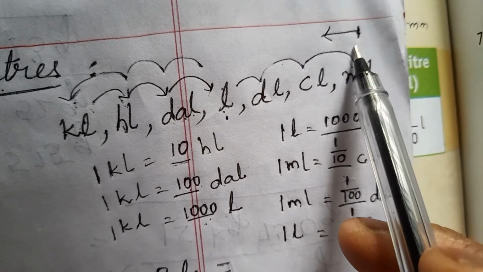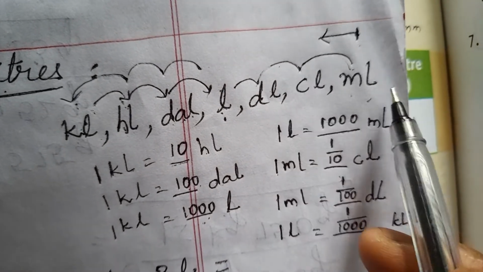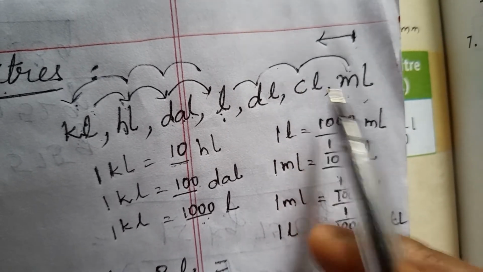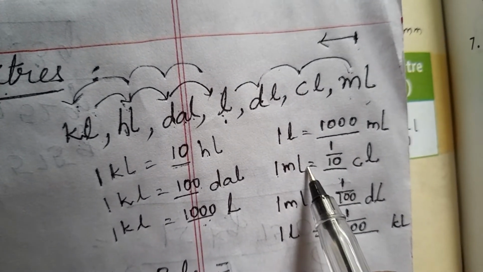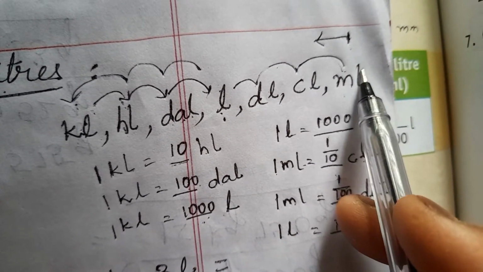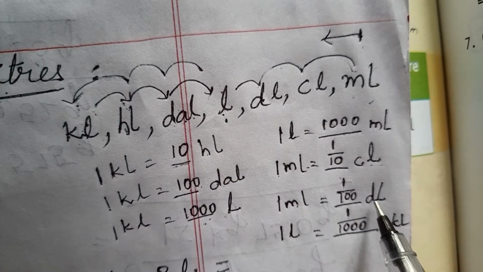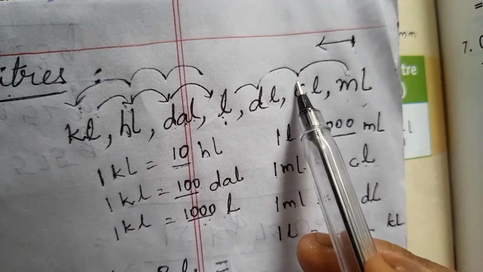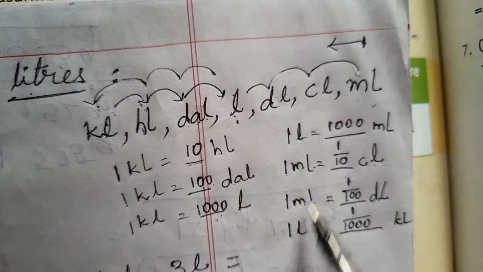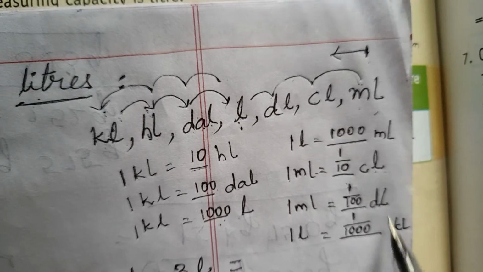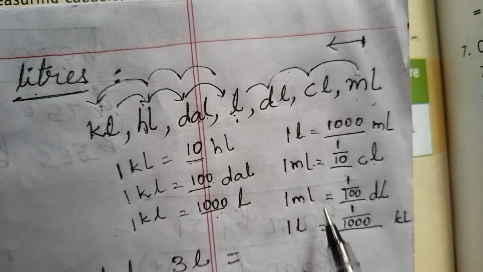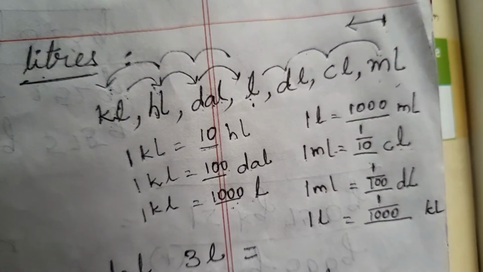Children, now we are going to see from right to left. 1 ml equal to dash CL. It is nothing but a fraction, 1 by 10 CL. 1 ml is equal to 1 by 100 DL, because it is 2 jumps. In the same way, 1 L is equal to dash KL. From L we are going to the left side, so it is 1 by 1000 KL.